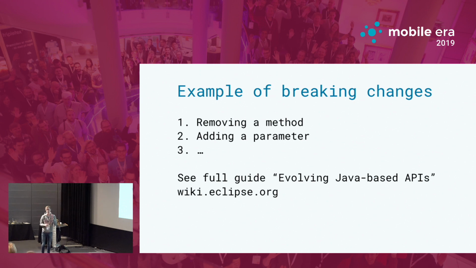And if you're interested in doing this in Kotlin, there is a special notation, JVM overloads, that would help you to avoid that. If you're interested in this topic, there's a great guide on eclipse.org with all possible cases that will describe any possible situation in life, and it will tell you if this situation in your life is compatible with your previous life.